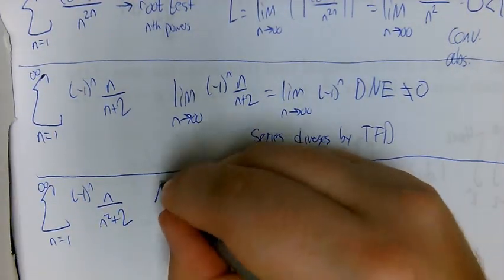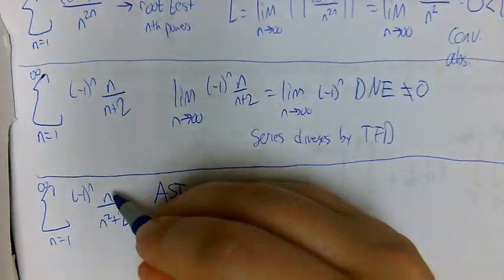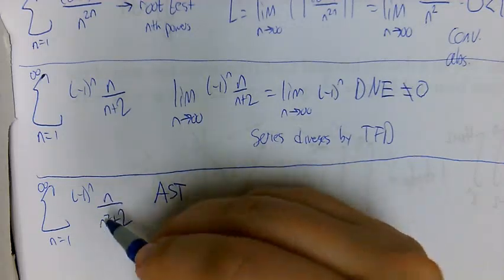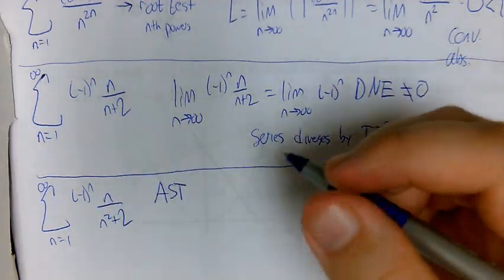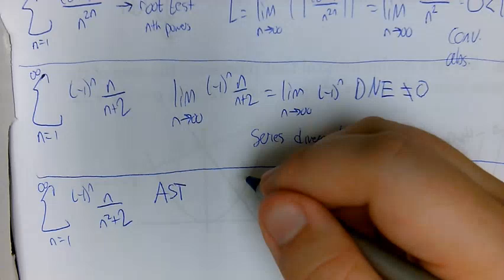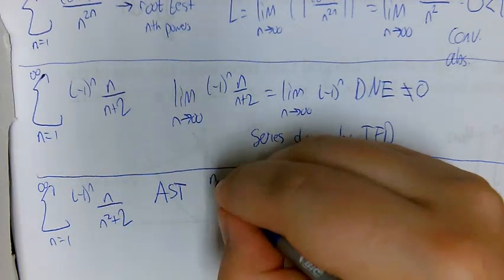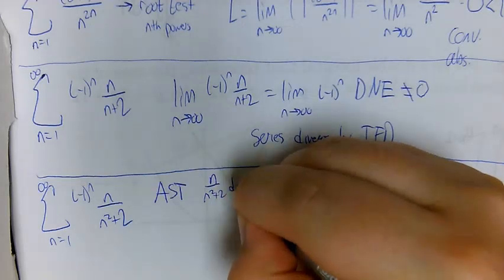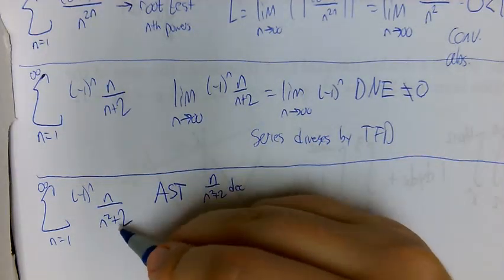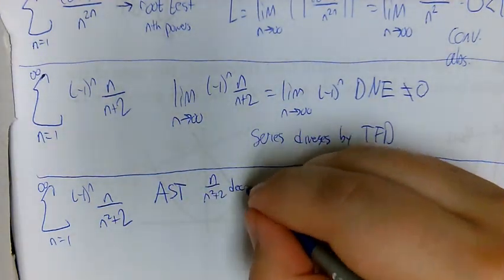So what I'm going to use is the AST here. So if you suspect your thing is heading to 0, it'd be a good idea to use your alternating series test. So we need to see if it's decreasing to 0. So is n over n squared plus 2 decreasing? Well, yes, eventually at least, because the bottom is growing faster than the top.